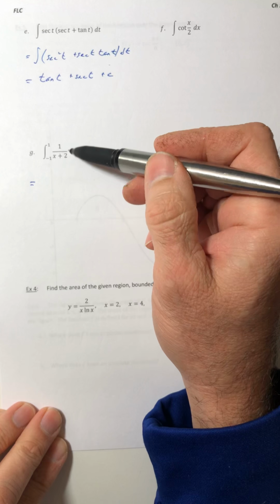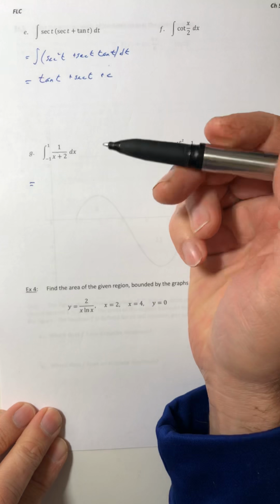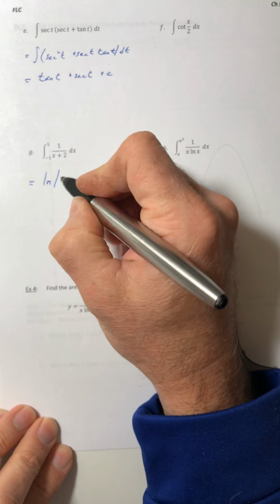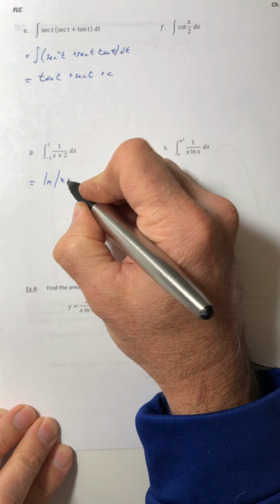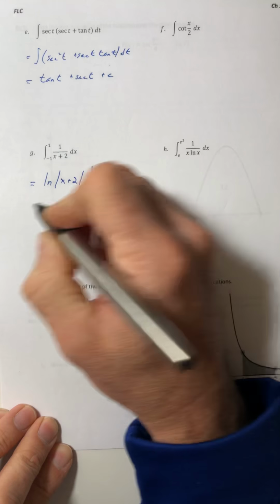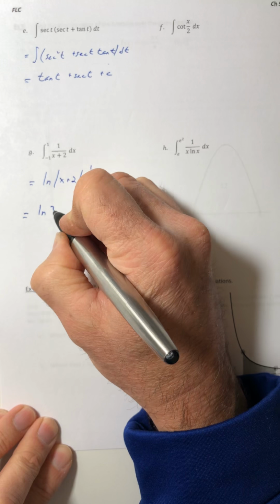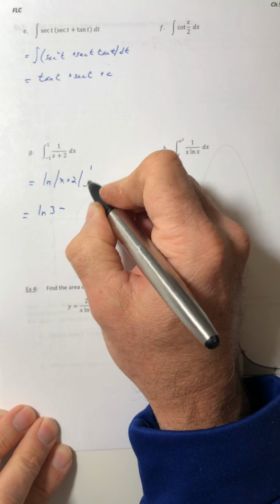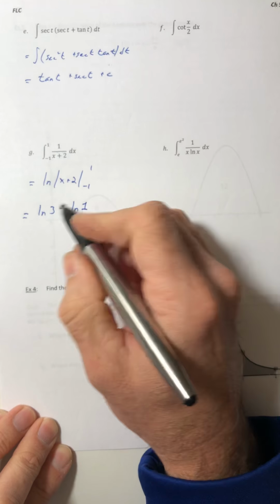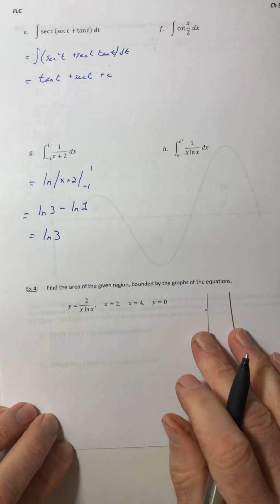So again, you have a fraction, so look and see, is the derivative of the denominator on top? Yeah, it is. So ln absolute value x plus 2, and we're integrating from -1 to 1. So plug the 1 in, plug in the -1, and ln of 1, that's just 0. So ln of 3.